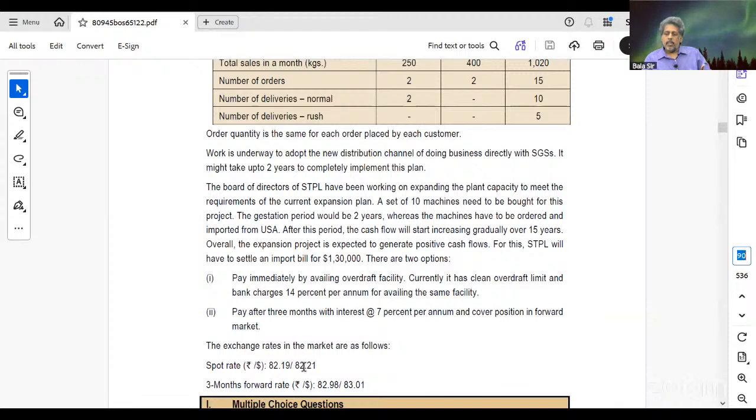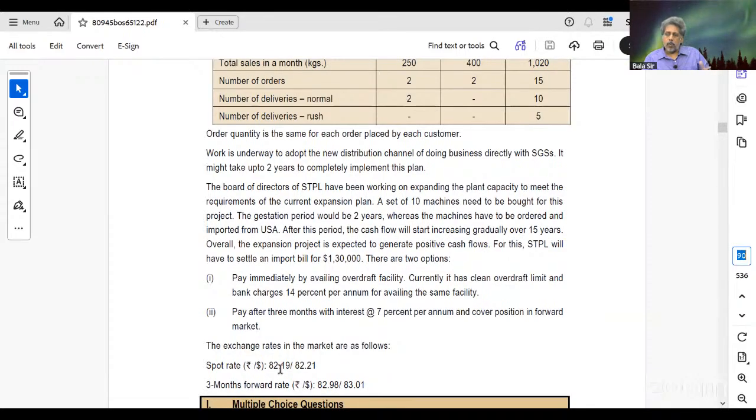82.19 by 82.21. It is 82.19 hyphen 82.21. Now remember, because you want to buy dollars, that is supposed to be the base currency in the quote, rupee per dollar, and you want to buy dollar, the banker is selling dollar. And the banker will sell dollar at a higher rate, which is what? 82.21. Next. And also they given 3 months.